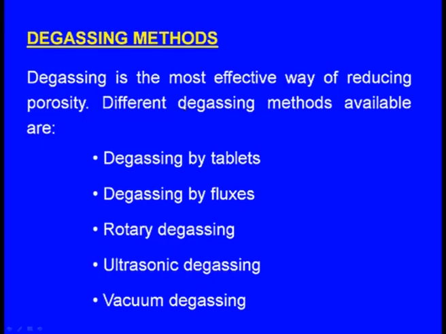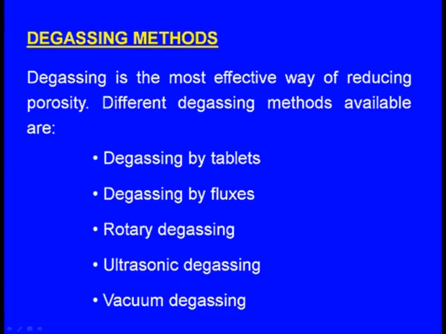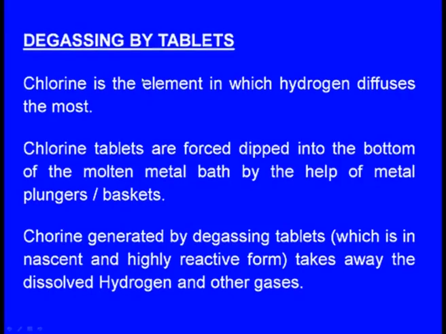Now, how to get rid of these gases? Degassing methods. Degassing is the most effective way of reducing porosity. Different degassing methods available are degassing by tablets, degassing by fluxes, rotary degassing, ultrasonic degassing and vacuum degassing. Let us see this one by one. Degassing by tablets.